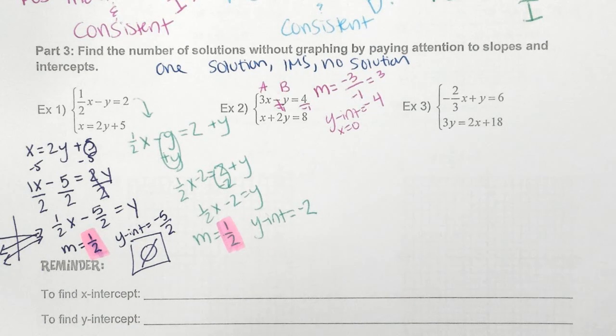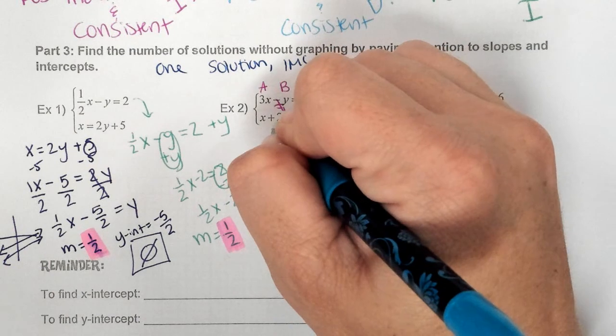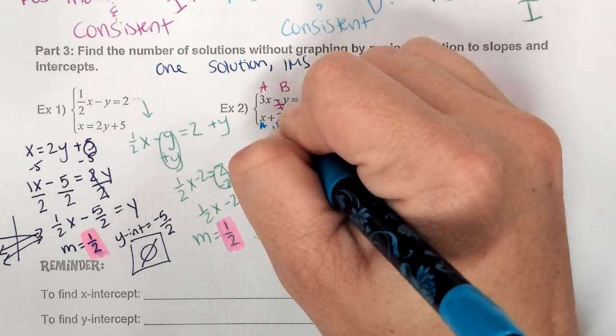Okay, so now let's find the equation of the other one. Or not the equation, sorry, the slope and the y-intercept. So first off, I'm going to find the slope. That's opposite of A over B, so what would that be?